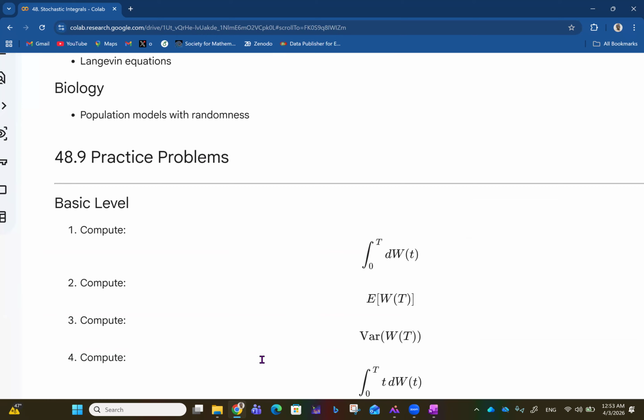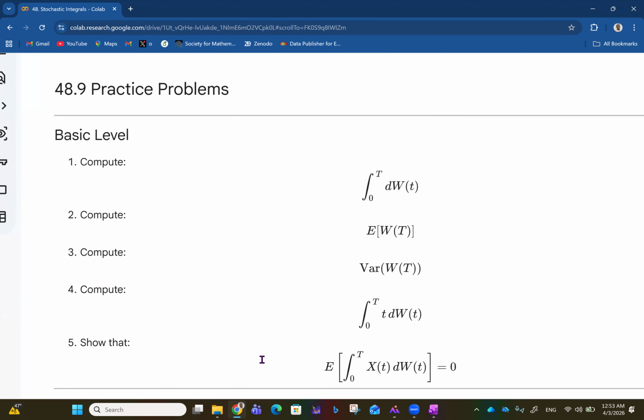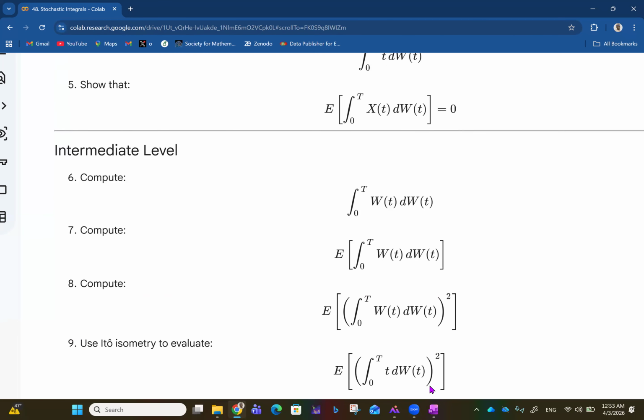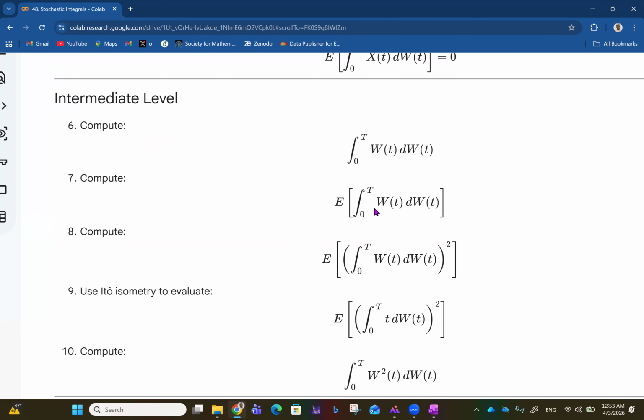So we take some practice problems. I'm just going to flash the questions, and then I solve questions 10 and 19. For the practice problems, we have compute the expected value of w of t, which is going to be 0. We know that already. Then we have the variance of w of t. I think we're going to talk about this in more depth later, but we already talked about some part of it here too. Then at the intermediate level, you have those questions now: the integral of w of t dw of t, that was the one we did before.